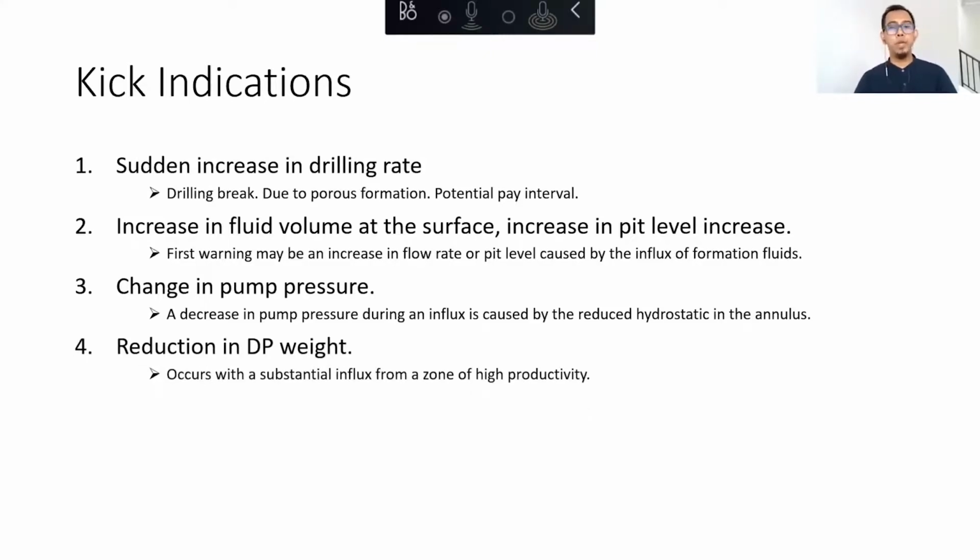Reduction in drill pipe weight. So when you drill, you have your hoisting system. In the hoisting system, there's a means to measure how heavy the drill pipe is right now in the well, or you call it a hook load. And then you have a drill pipe, with drill pipe and drill collars and all of the BHA, with a length of 2,000 feet.